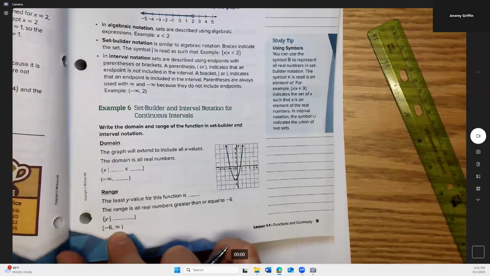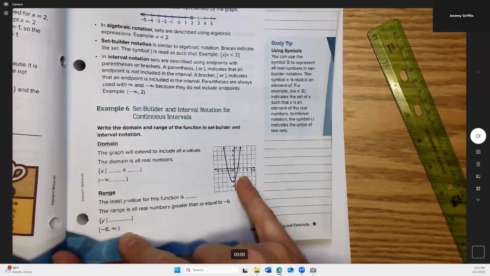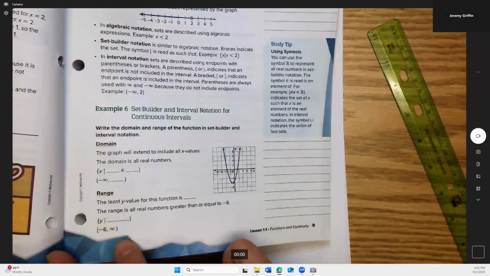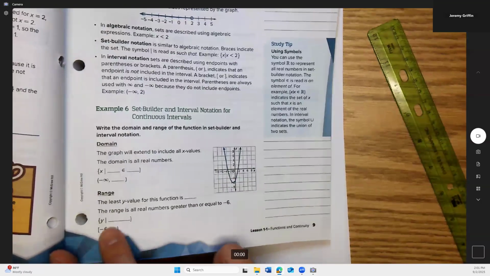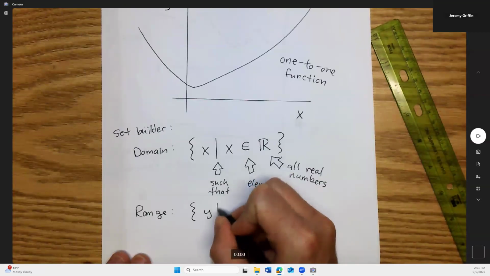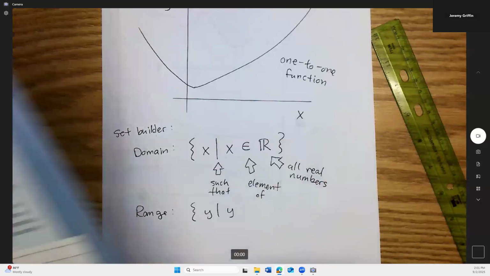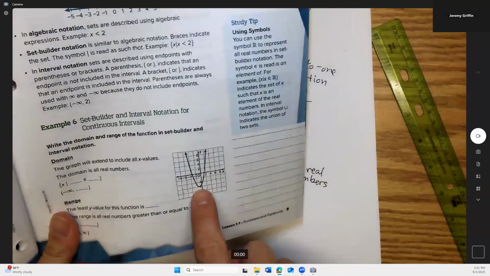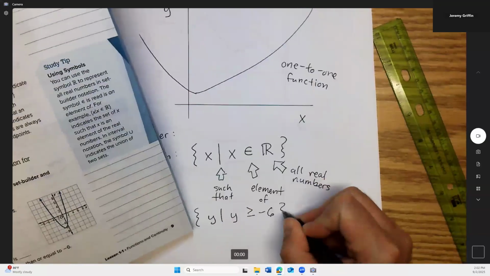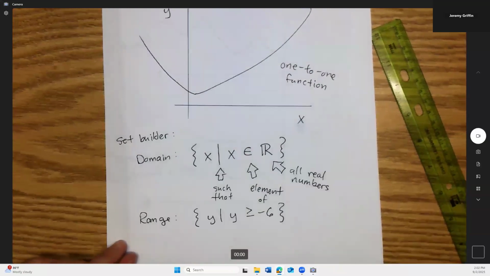And if there's a parenthesis, it means you are not allowed to include that specific value. And if you ever go to infinity, as a rule, you always put the parenthesis on the infinity. That's the interval notation, but what about the set builder notation? So we have curly bracket y such that y. Here it can be greater than -6, but also equal to -6. So we can say greater than or equal to -6, and then close the curly bracket.